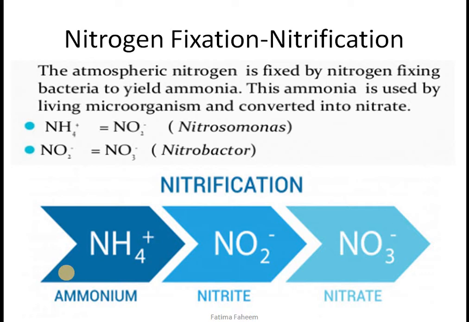This is again done by some bacteria, for example Nitrosomonas or Nitrobacter. These bacteria are called nitrifying bacteria, which convert ammonium ions to nitrite and nitrate ions. This is also nitrogen fixation because we are still converting the forms that are not being used by plants into forms that can be used by the plants. So we are actually fixing the nitrogen into usable forms of nitrogen.